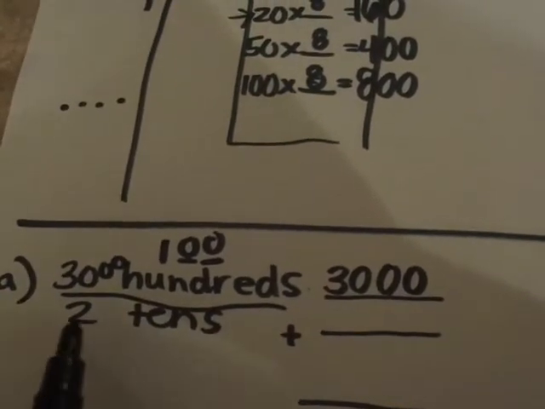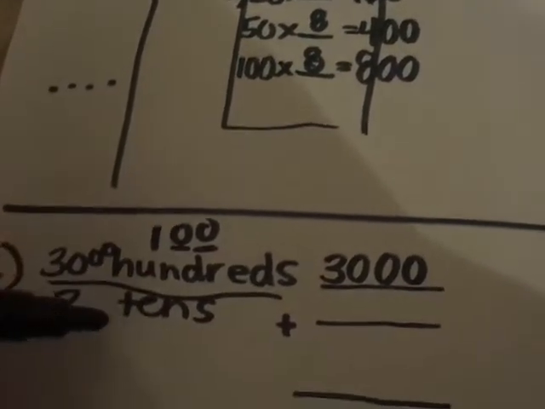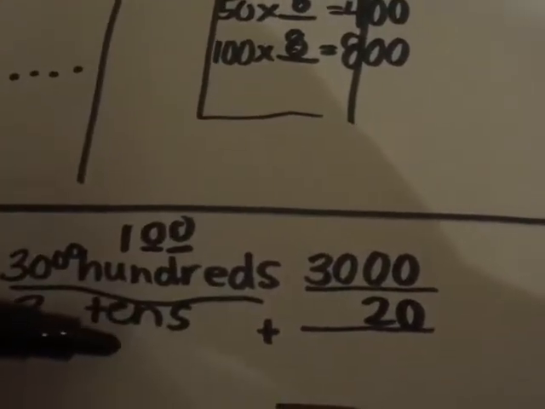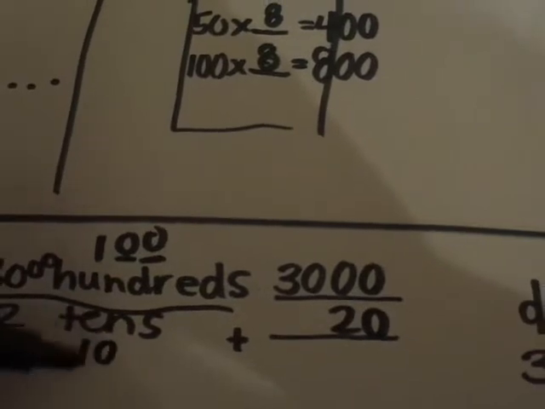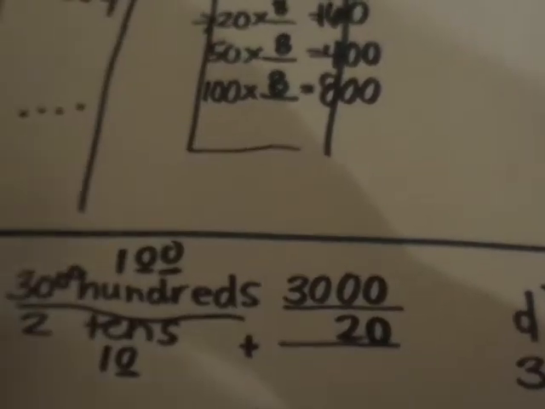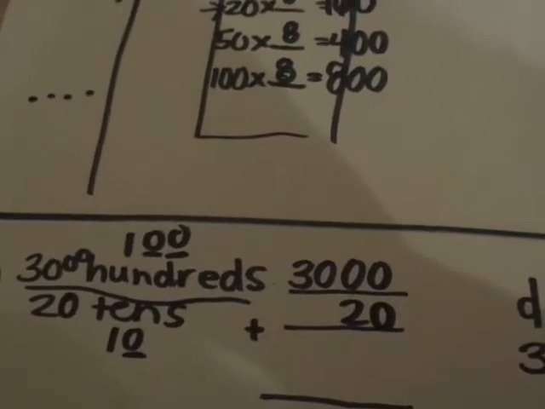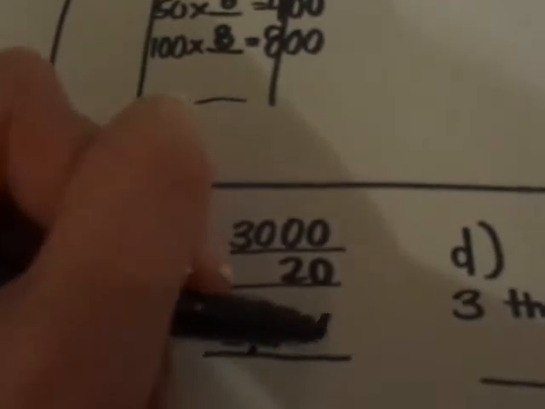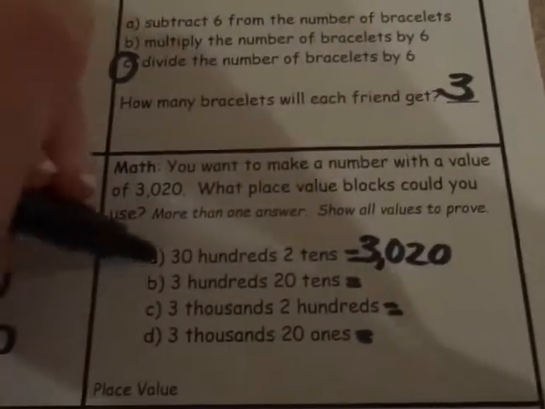2 tens. If you have 2 tens in your pocket, you have $20. Here's another way I use this. Think of the number 10. How many zeros does it have? 1. That's how many I put behind that number to get it. So 3,000 plus 20 equals 3,020. That's a value that we're looking for. So A is a possible answer. But we know there's more than one, so we got to keep looking.